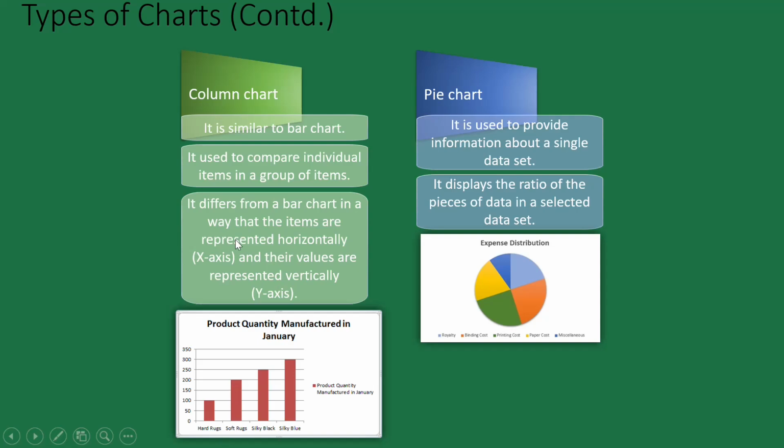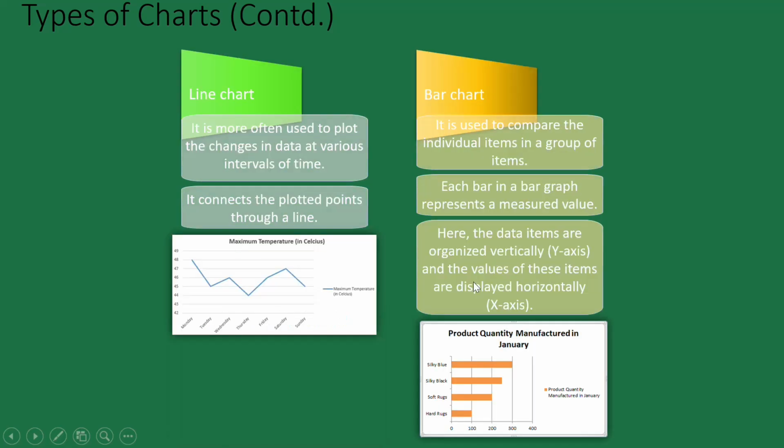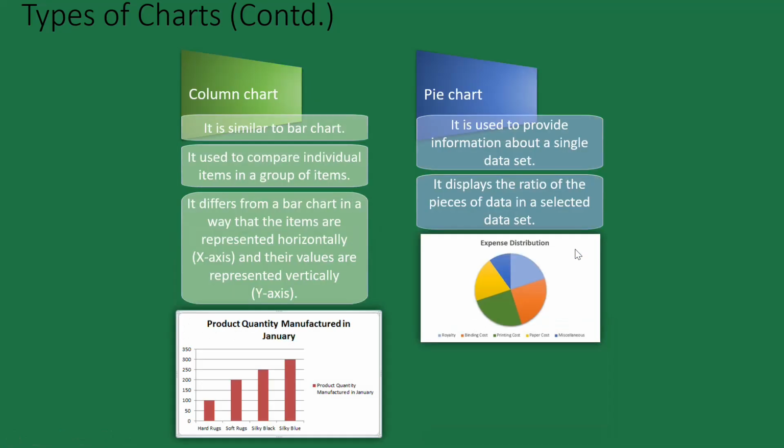So here the only difference was the axis, as you can see here. Here horizontally is the x-axis and vertically the y-axis. Okay. So the question is going to be the difference between column chart and bar chart. Pie chart next is used to provide information about a single data set and displays the additions of the pieces of data in the selected data set. So you can see in a pie chart, the pieces of data come over here.